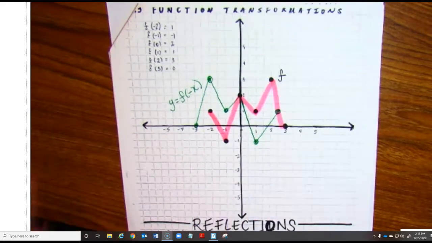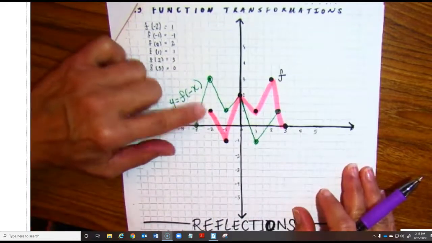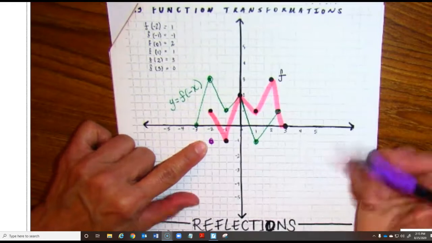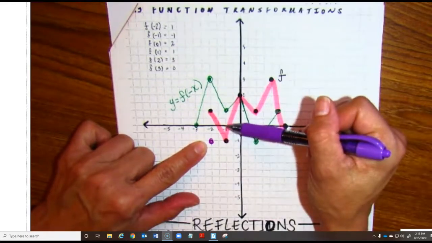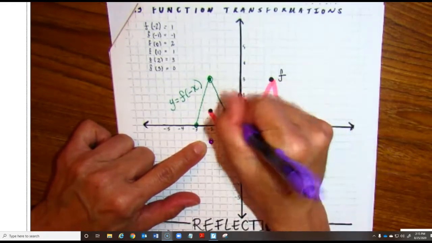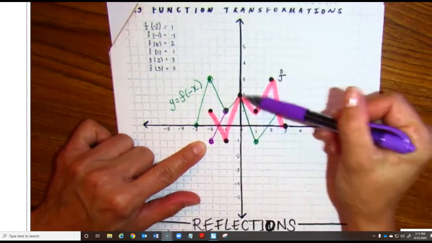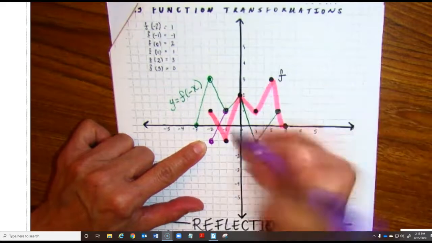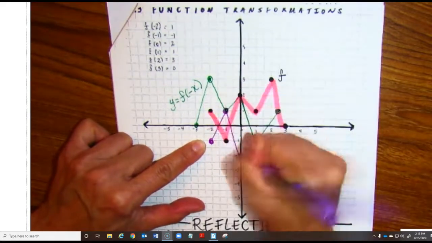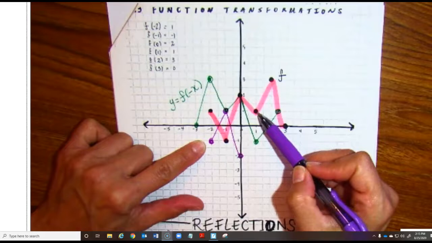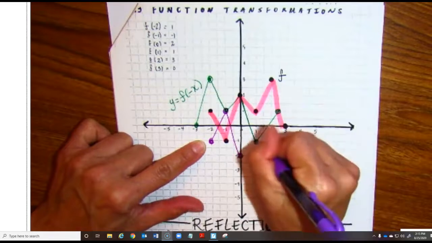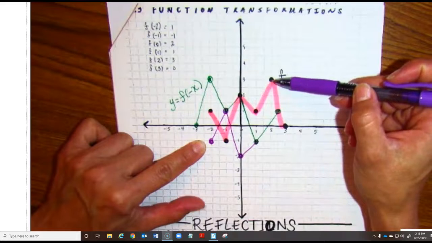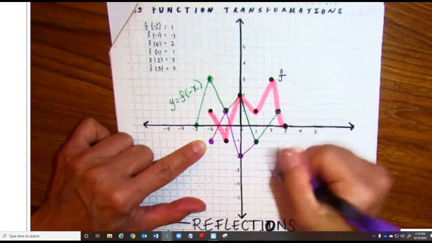I am going to count the distance. If you notice this right here, this is 2 places up. I'm going to go 2 places down, and that's going to be my first ordered pair. This is 1 place down from the x-axis. I'm going to go 1 place up. And now it brings me to this right here. This is 2 places above the x-axis, so 2 places below. Then we have this point right here. It's 1 place above, 1 place below. This point is at 2, 3, so I need to be at 2, negative 3.